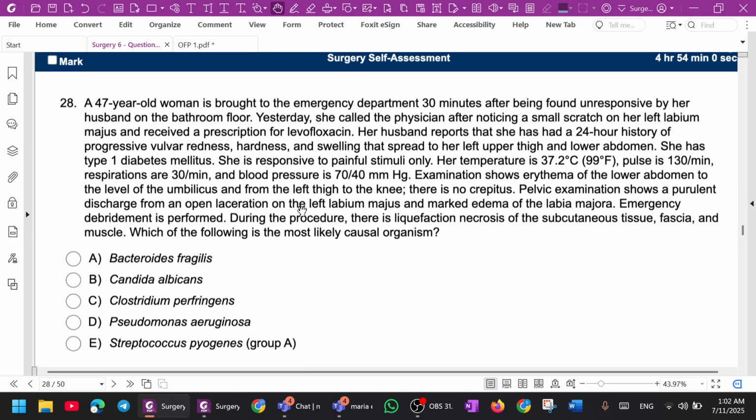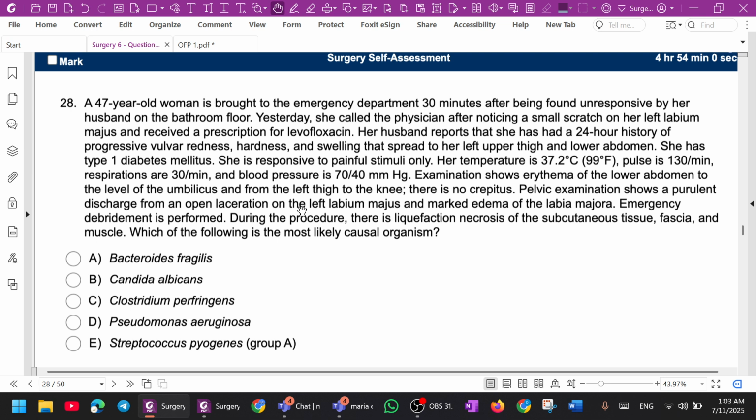There is no crepitus. Physical examination shows a purulent discharge from an open laceration on the left labia majora and marked edema of the labia majora. Emergency debridement is performed. During the procedure, there is liquefactive necrosis of the subcutaneous tissue, fascia, and muscle. Which of the following is the most likely causal organism?